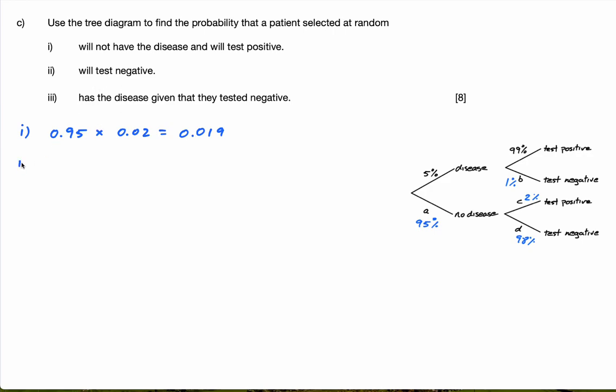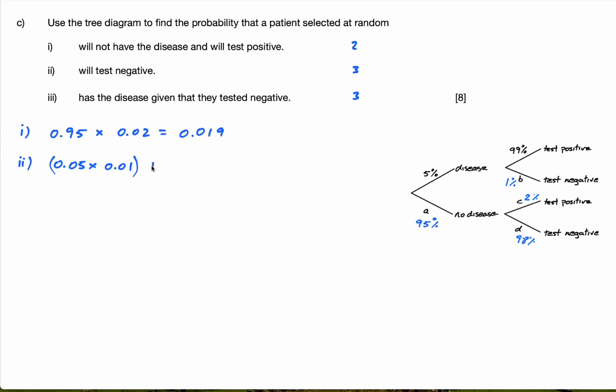Okay, part 2. Will test negative. Right, so this, guys, it's an 8-mark question, and I believe it is broken into 2, 3, and 3. Now, they don't tell you that. They just say 8 marks. But this is where 3 marks, it's slightly more difficult than this one. So to test negative, it's both of these. It's disease and negative. So that's 0.05 times 0.01.